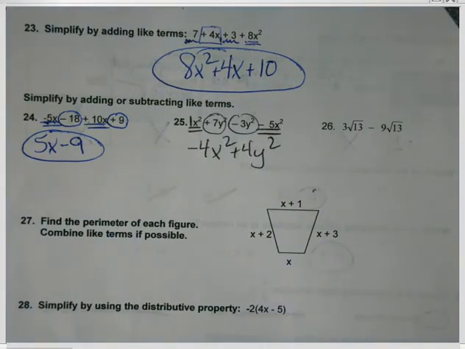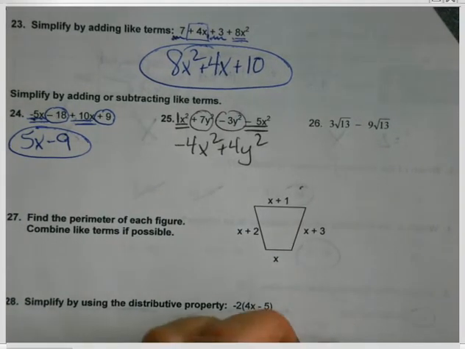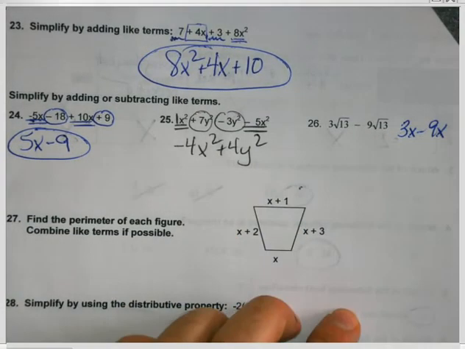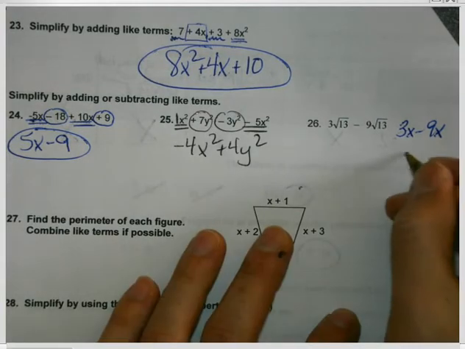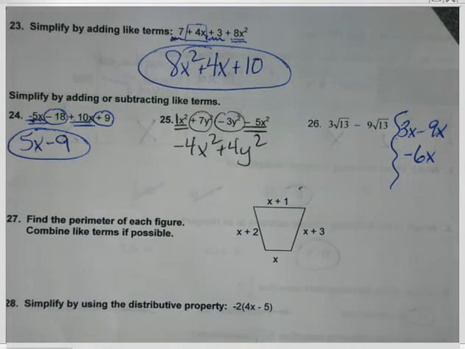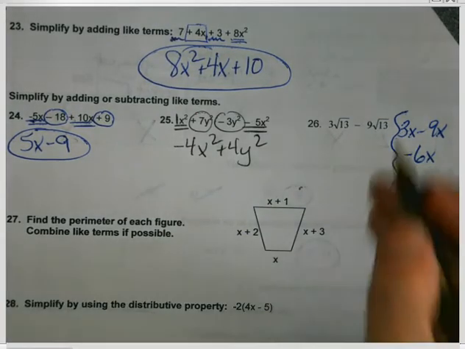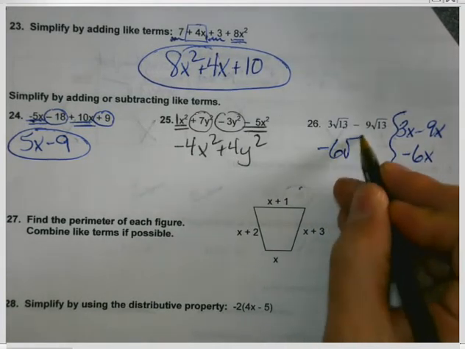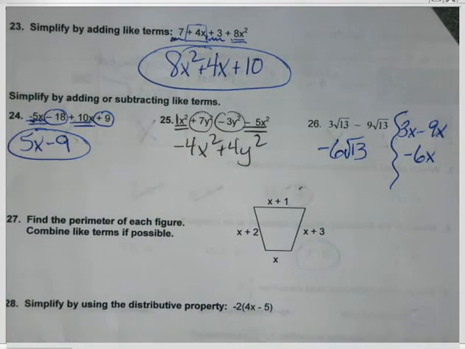Okay, let me ask it in a little bit different of a way and see if this helps. What if instead of 3 square root of 13 minus 9 square root of 13, what if this was the question instead? Okay, it'd be negative 6x, right? I'm going to treat those square roots of 13 just like they're x's, just like they're variables. So, 3 minus 9 is negative 6. These are like terms. They're both square root of 13s. That's it.